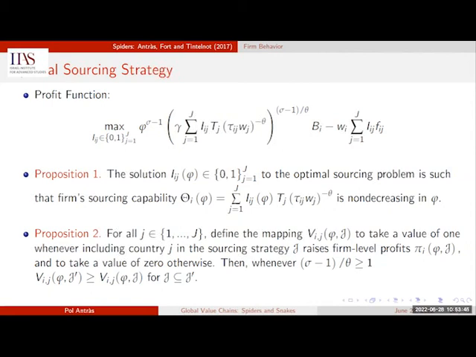Yes? Without homogeneity, can we solve these problems with monotone... coordinates? Yeah, I don't know, actually.